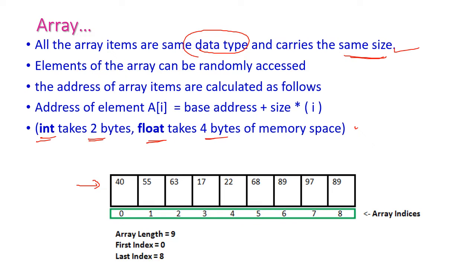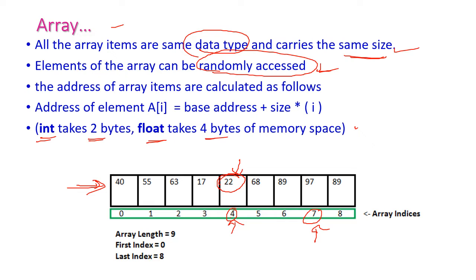Here, the data items can be accessed randomly. Random access. The data items are stored in sequence manner, but we can access directly, for example, this fourth data item. Index is 4. So by using the index, we can directly access any of the data items. It is not mandatory to access only in sequence manner. So this is a very big advantage of array.